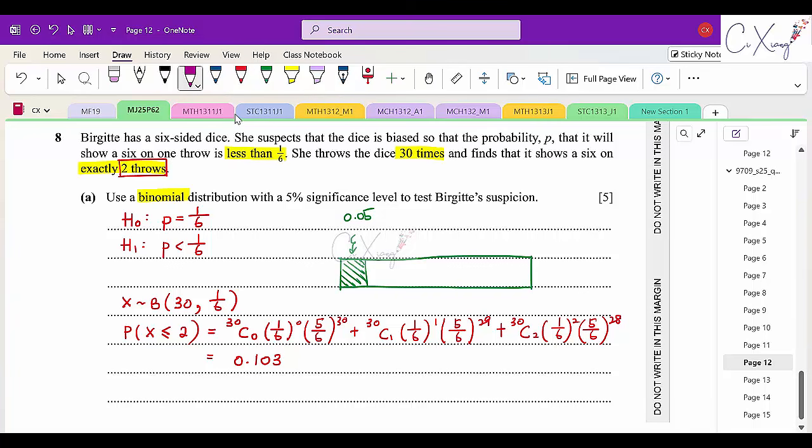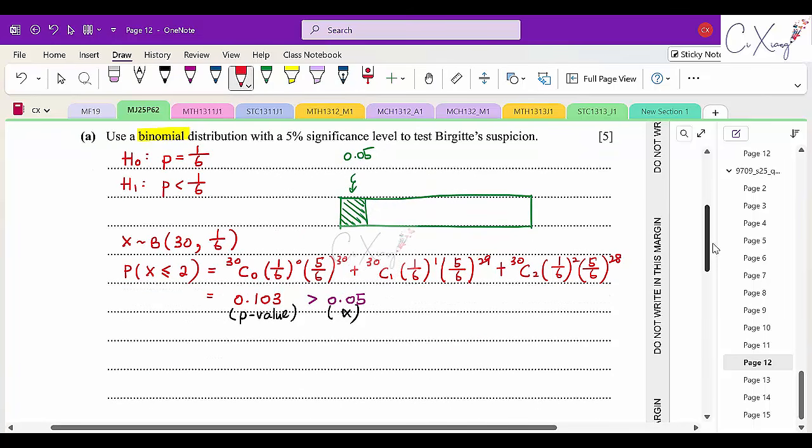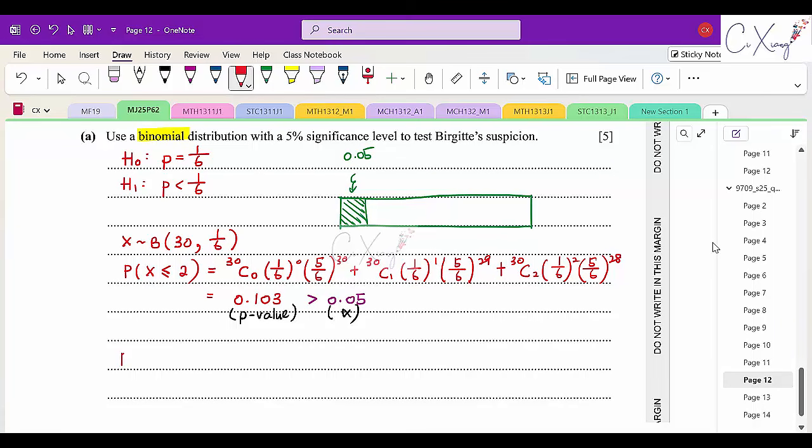We want to compare it with our alpha. Our alpha is 0.05. Just for your information, this particular part is the p-value, and this is our alpha, our significance level. Before we can make any conclusion, we have to write out a comparison statement where our p-value is 0.103. It is basically bigger than the alpha, which is 0.05.